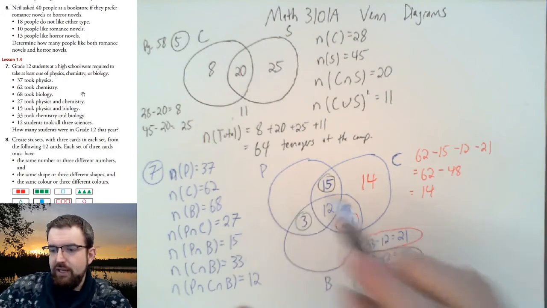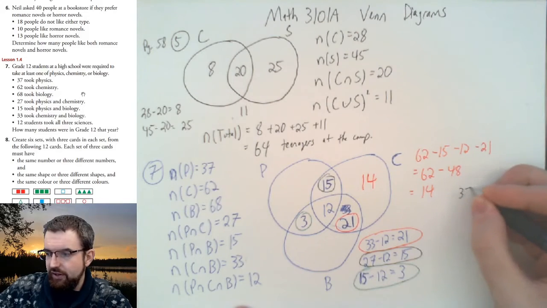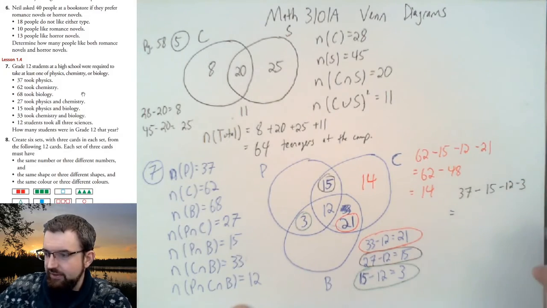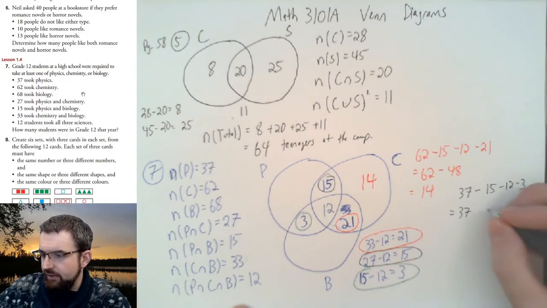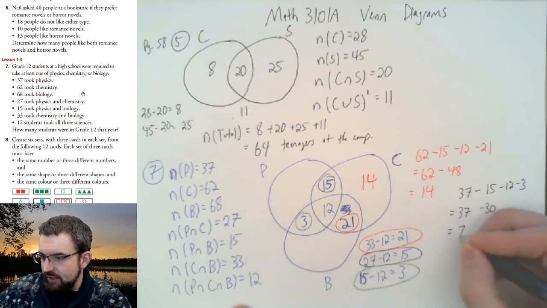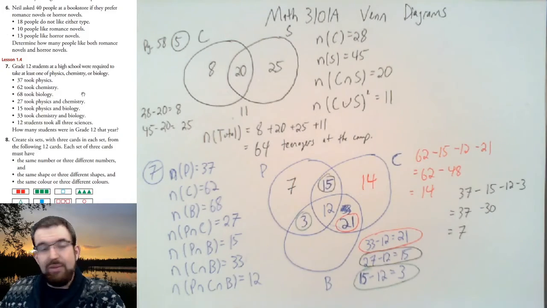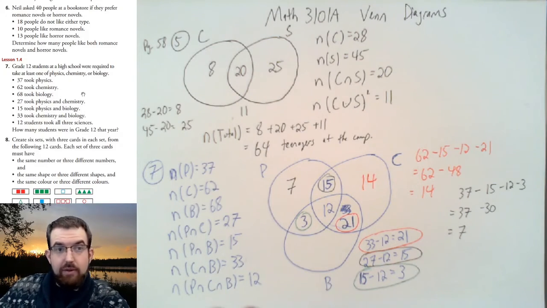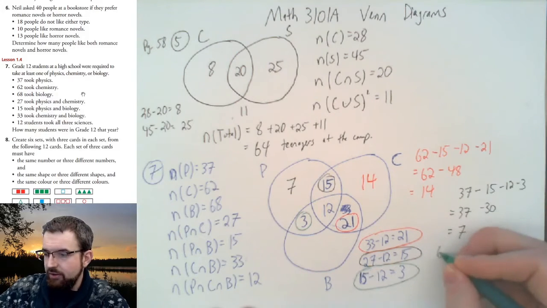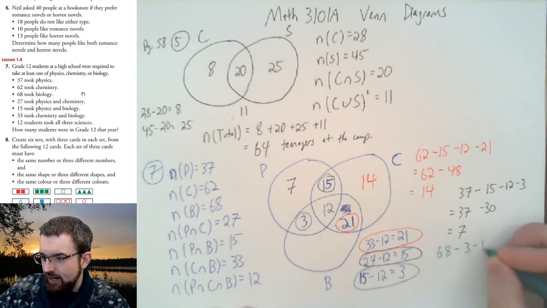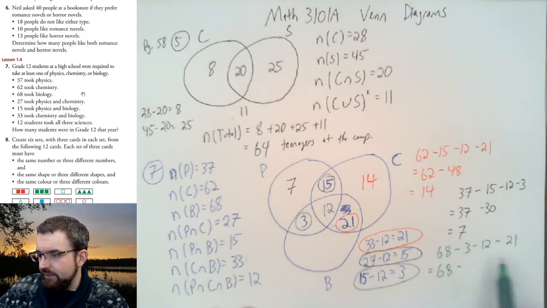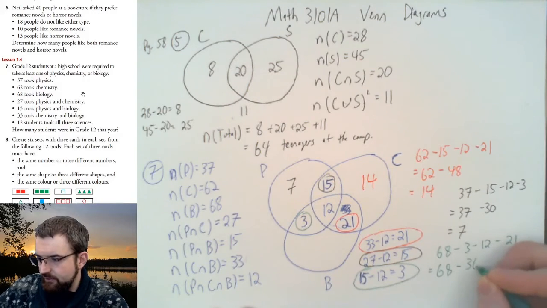The same sort of deal for P over here, right? This one is going to be 37 minus 15 minus 12 and minus 3. That's going to equal 37 subtract 30. So it's going to be 7. So over here, it's going to be the black 7. Down bottom here then for B, I think you see where I'm going with this now. It's going to be 68, subtract 3, subtract 12, and subtract 21. So that's going to be 68, subtract 15, and 21 is 36. So that's going to be 32.